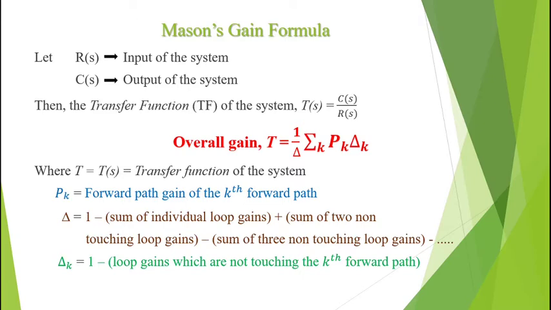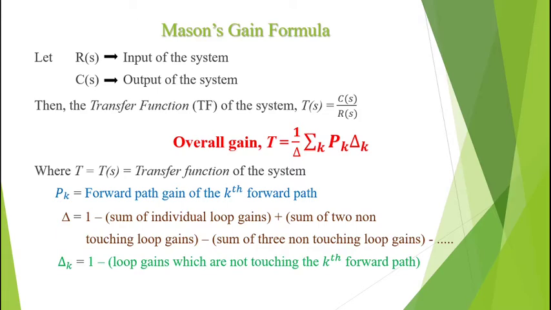Now we can familiarize the terms which are used in our equation. First one is K, that denotes the number of forward paths. The next term is Pk. Pk is the forward path gain of the kth forward path. That means if you consider a forward path, like the first path, second path, like that is the kth path, and the gain of that path is represented by Pk.